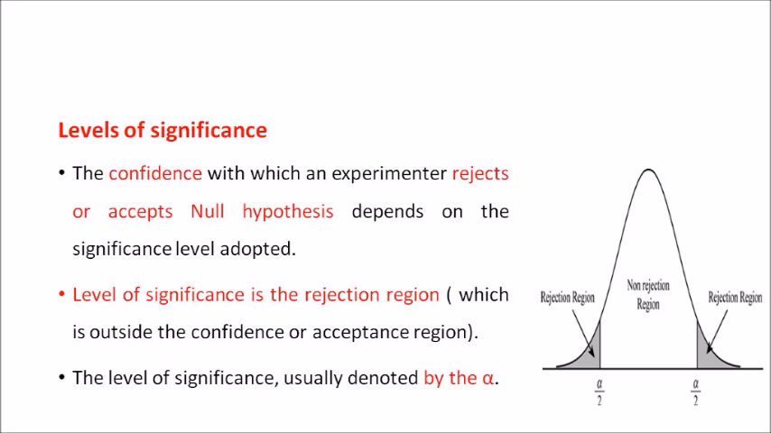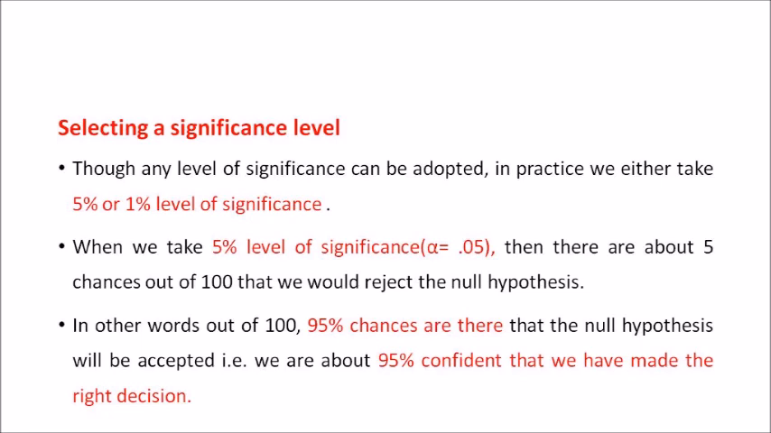It is the confidence with which an experimenter can reject or accept the null hypothesis, depending on the significance level adopted. The level of significance is denoted by alpha, and it is the rejection region, and the center portion is the acceptance region. Clear? Next, moving on to selecting our significance level.